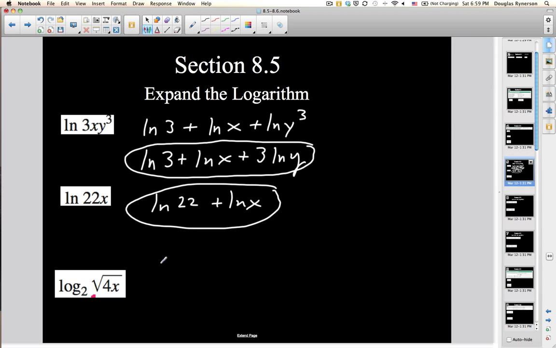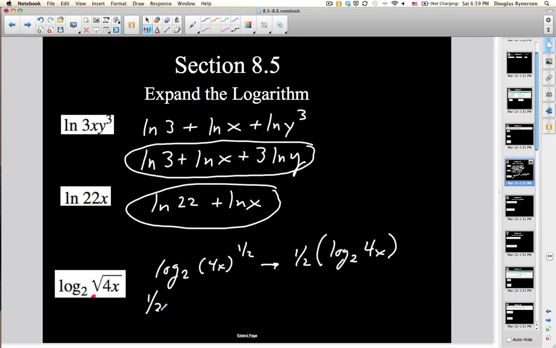This one's a little more complicated. This is log base 2 of 4x to the 1/2 power. So I can take the exponent and make it a coefficient. That would be 1/2 times log base 2 of 4x. Now I can break apart the 4 and the x, so this is going to be 1/2 times log base 2 of 4 plus log base 2 of x.